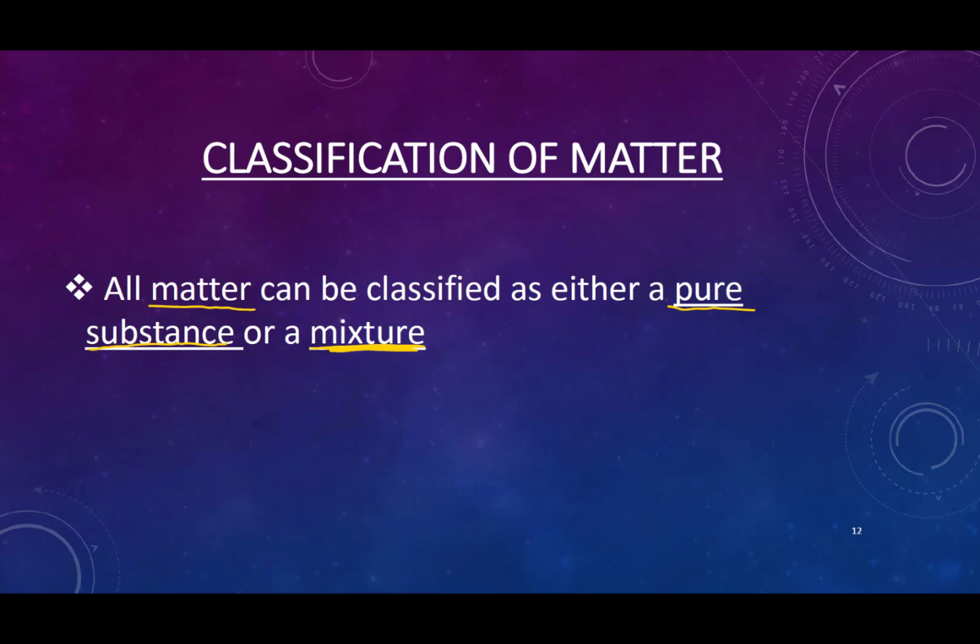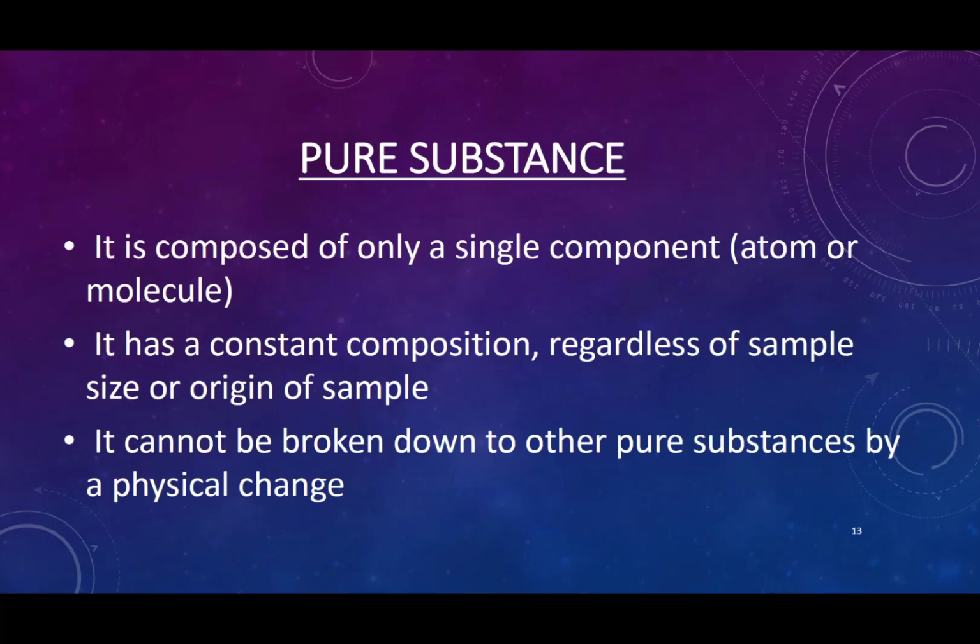Now, let's talk about the definition of pure substances and mixtures individually. A pure substance is a single component. It could be an atom or it could be a molecule. It's just one thing. Like sugar on its own is a pure substance. A sodium atom on its own is a pure substance. These are examples of pure substances. It's just one single item. It could be an atom, it could be a molecule. It doesn't matter; as long as it's a single component, that makes a pure substance.